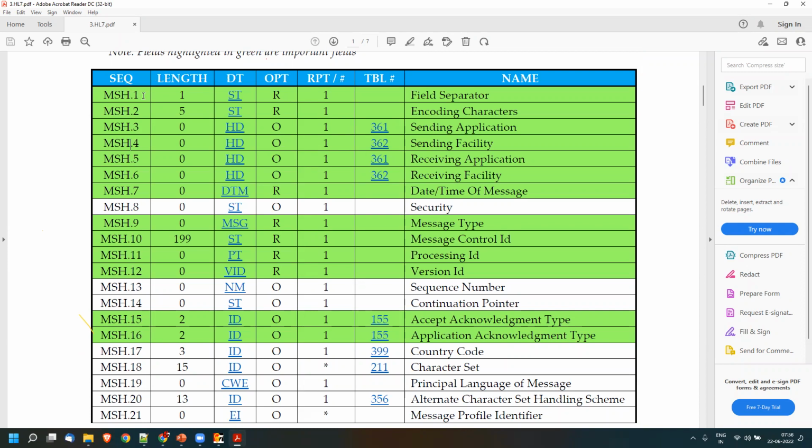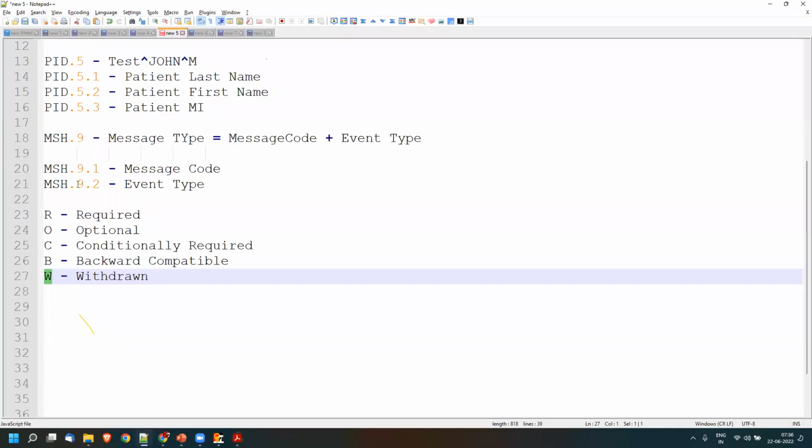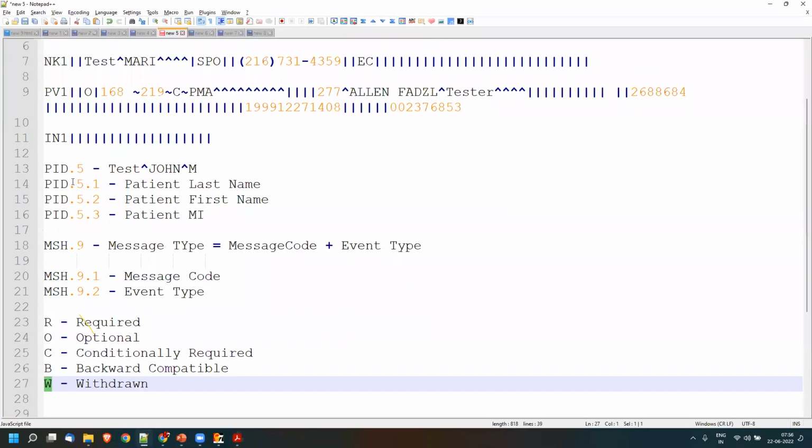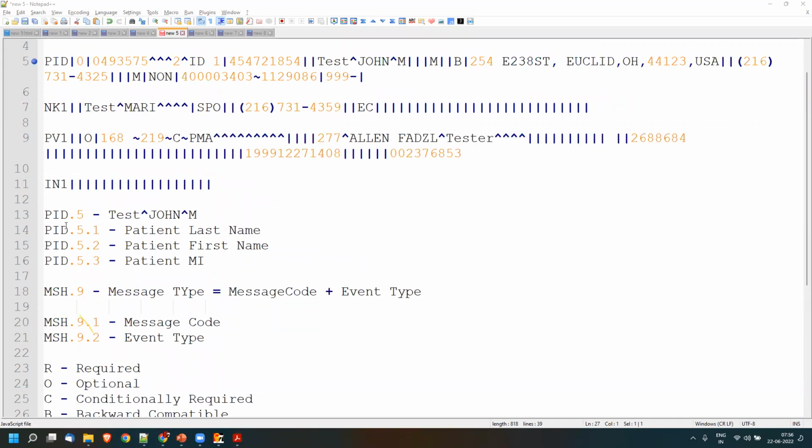Hello, Uday, are you there? When you were showing the PID segment, you put the sequence as 5.1, 5.2, 5.3, but it started with 1 rather than 0. My question is why it is not 5.0?